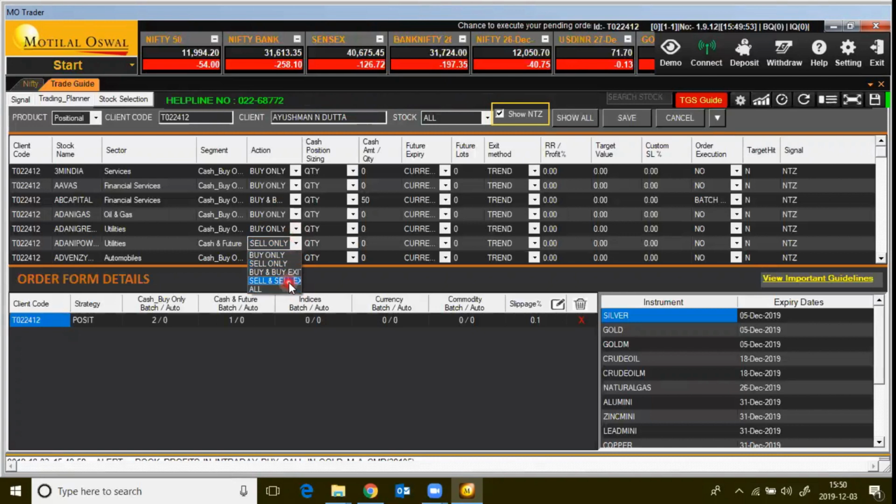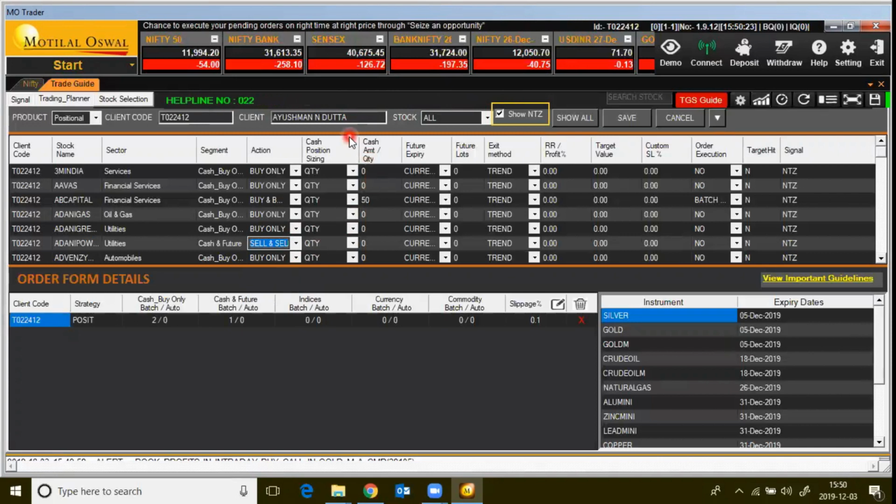And whenever you are selecting sell and sell exit, the batch order will again open in two scenarios. When there is a short selling signal, at that time also the batch order will open, and when there is an exit signal, at that time also the batch order will open in front of you. So this is the action column.